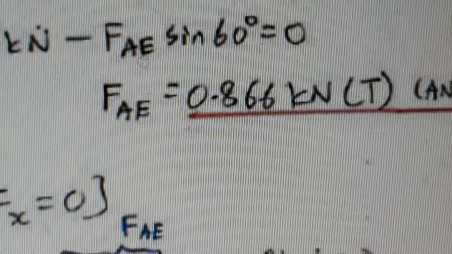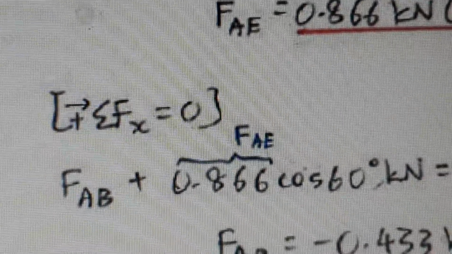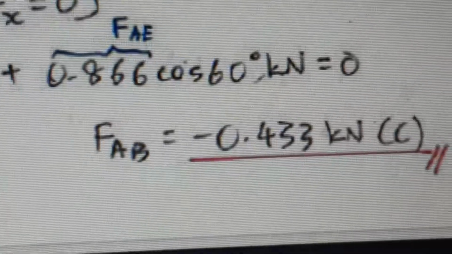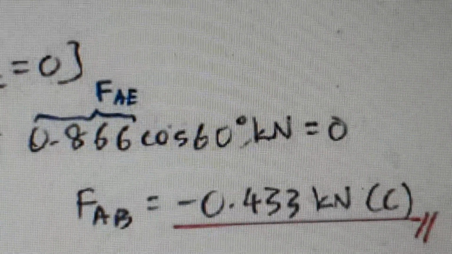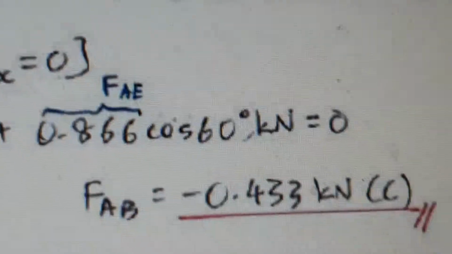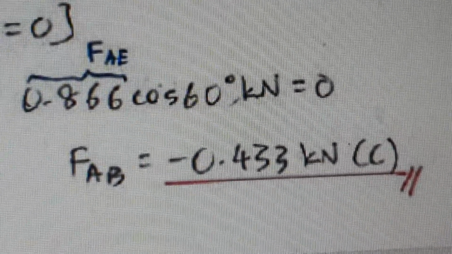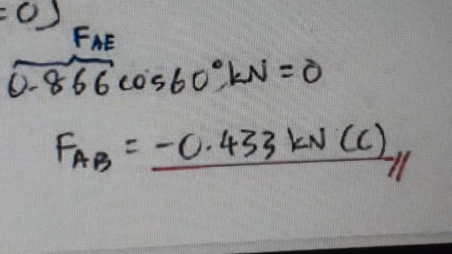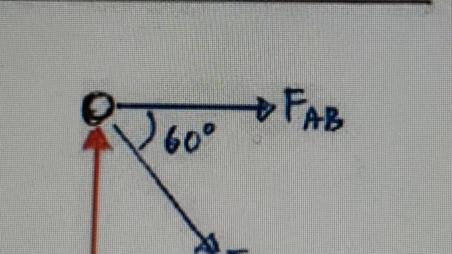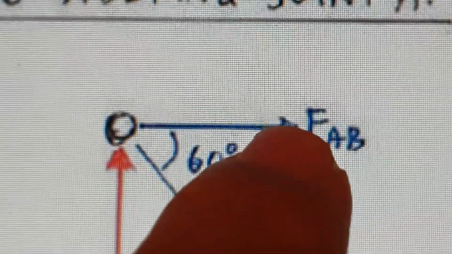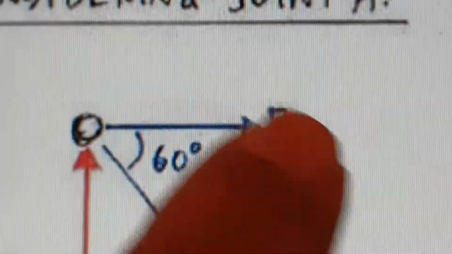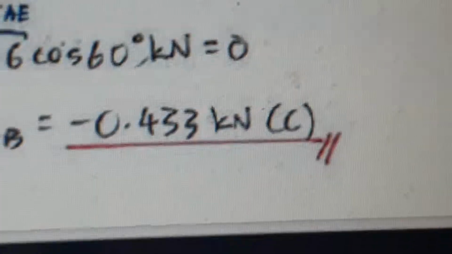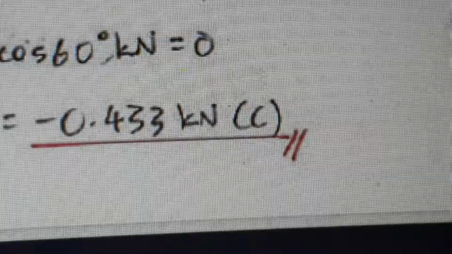Do we need to find FAB? You could find summation of forces in x equal to 0 and find FAB, but he does not want it. And that's okay. That's good. Because here it's minus 0.433, which means that our assumption is not tension, it's compression. Compression means that it's pushing the joint. It's not pulling the joint. It's the opposite. But we should write it like this, 0.433 kilonewton compression.